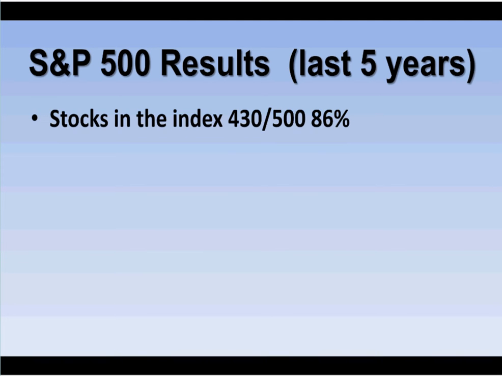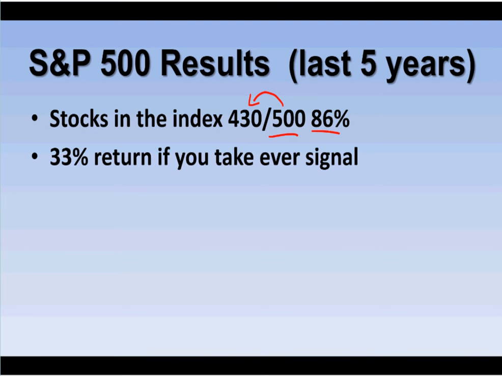So on the S&P 500, over the last 5 years, out of the 500 stocks in the index, it worked pretty good on 430. So that's about an 86% hit rate. Now, you would have returned a 33% return if you would have taken the long and then the short and then the long and then the long and then the short and then the long.